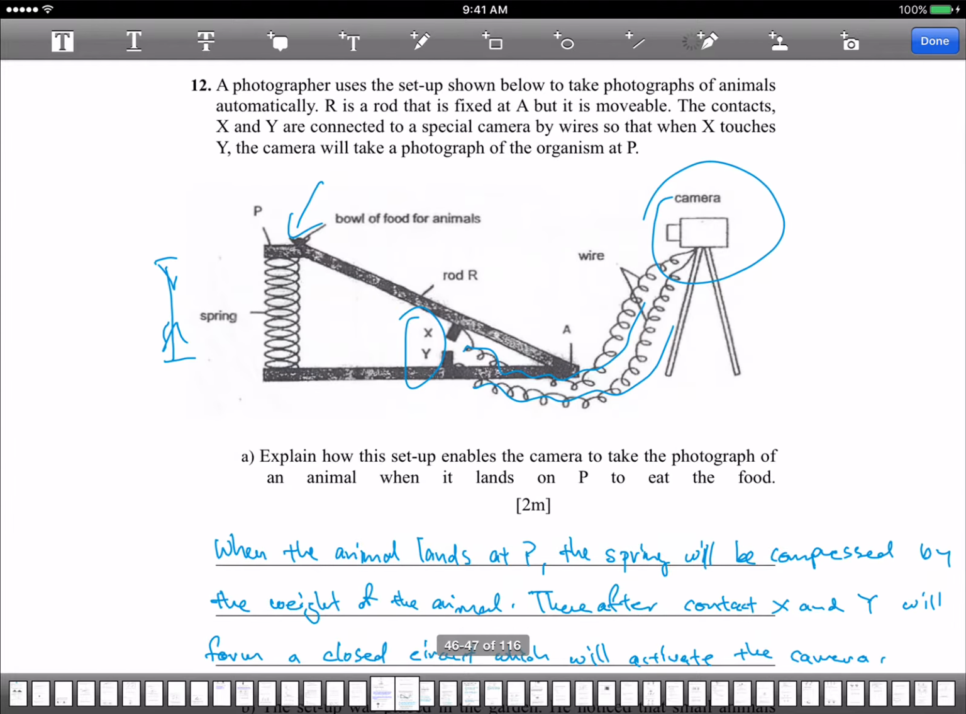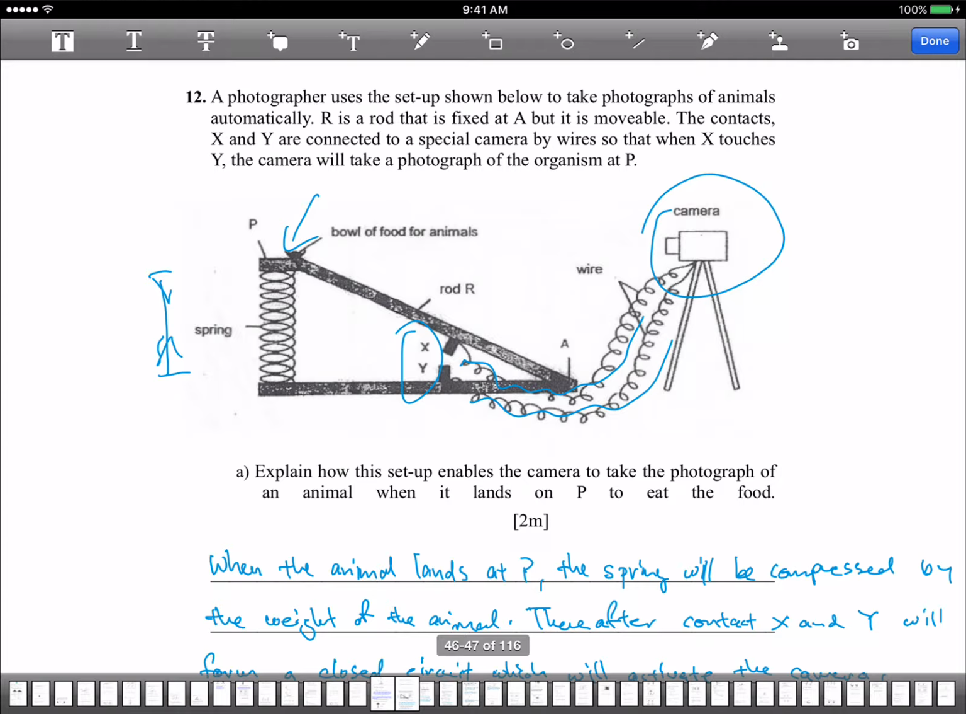Okay, so next one. Now if you look at the next setup, you can refer to your notes or you can look at the screen over here. In this setup, we have a device where you put a bowl of food here, and then the animal will come because it's hungry. It steps on this thing, and supposedly this device will cause the camera to automatically take a picture. So the question is, how does this thing work?